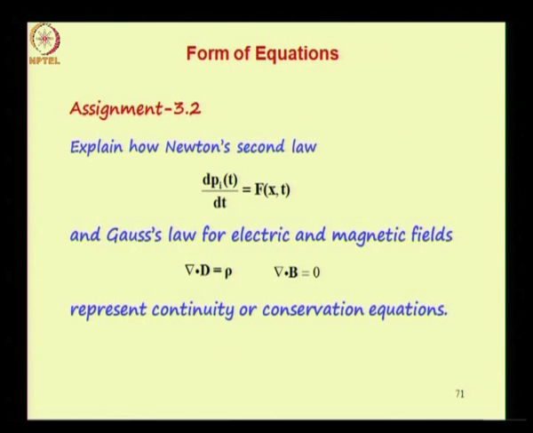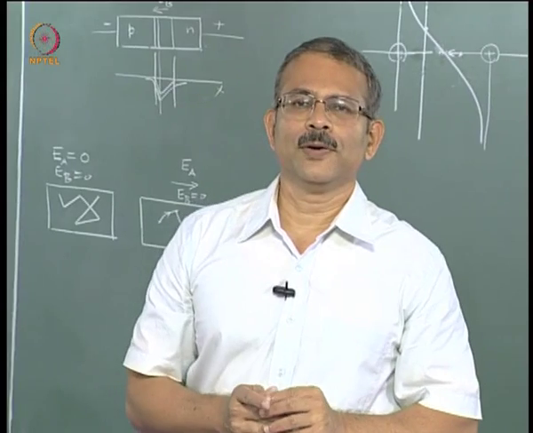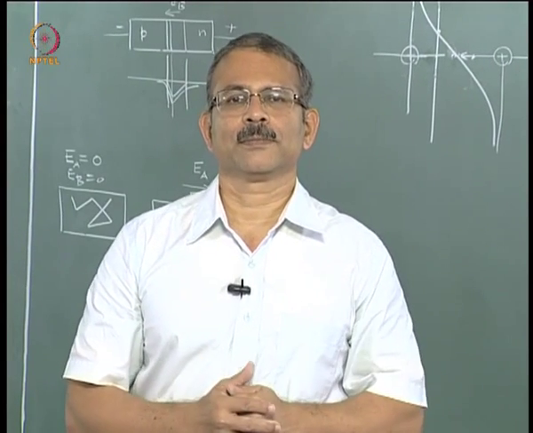Let us now move to an assignment for you. Explain how Newton's second law dPi by dt equal to f of x comma t and Gauss law for electric and magnetic fields, that is divergence of D equal to rho and divergence of B equal to 0, represent continuity or conservation equations. So please show how these equations can be cast in the form of the usual continuity equation, for example. That is the assignment.